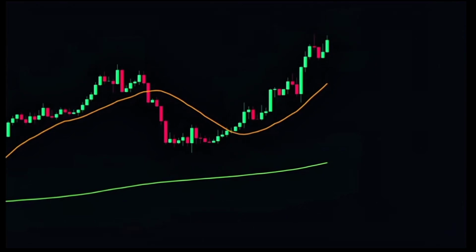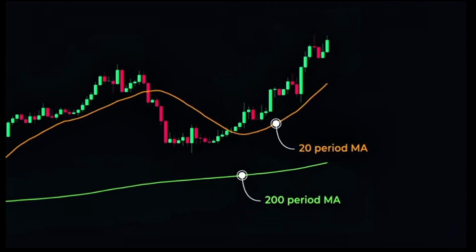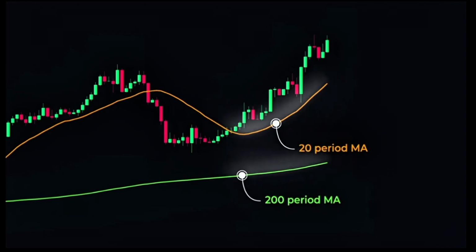Let's look at another example. Here, we have both the 200-period and the 20-period moving averages applied on the chart. As you can see, price is above both of them. This tells us that both the long-term and short-term trends are up. So you can apply different moving average lengths depending on which trend you want to identify.